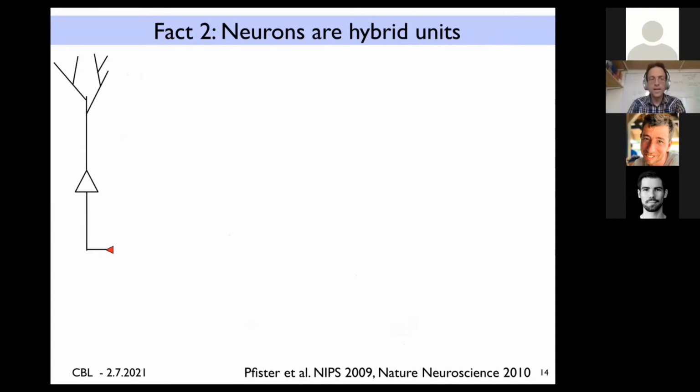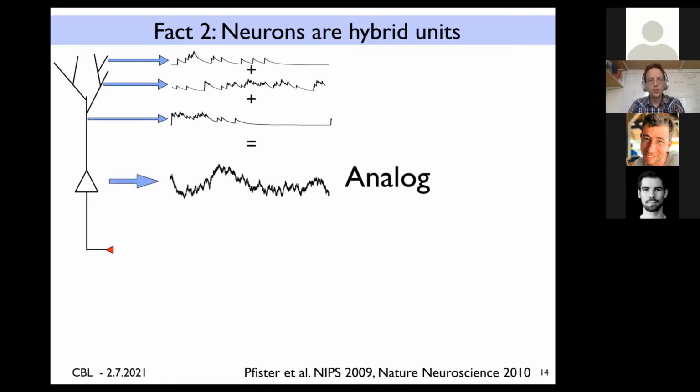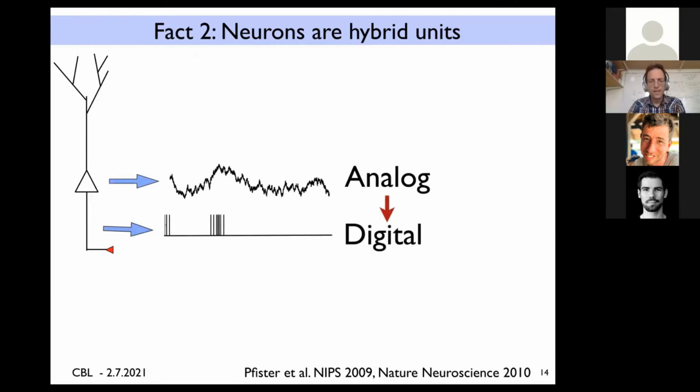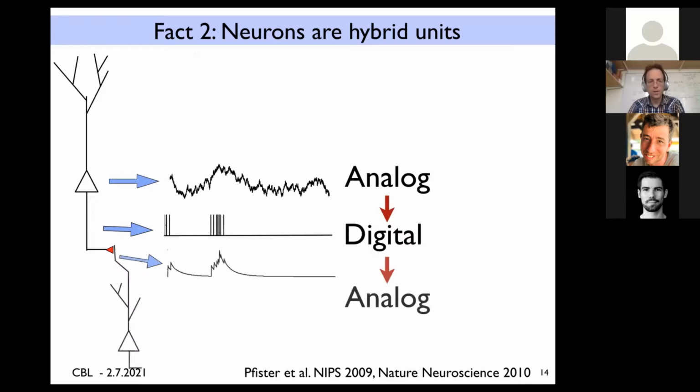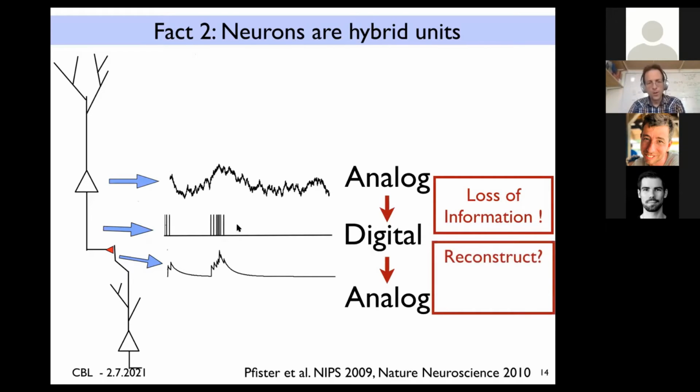Then there is a second fact on which this theory relies: the fact that neurons are hybrid computational units. They receive analog signals in the dendrites, which are linearly or nonlinearly combined into an analog somatic membrane potential. This gets converted to spikes, so it goes from analog to digital. Then the spike information crosses the synaptic cleft and leads again to an analog signal. So there is really a loss of information from the analog to digital conversion. The question is, based on those spikes, is it possible to reconstruct the analog membrane potential? And would short-term plasticity be of any help in this case?